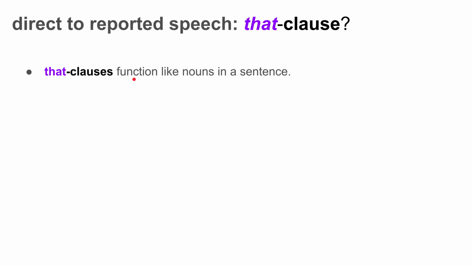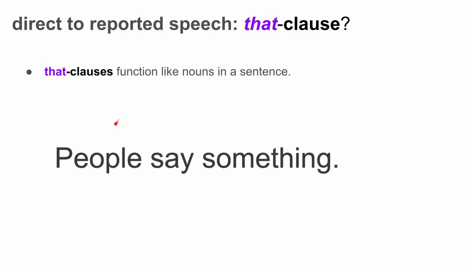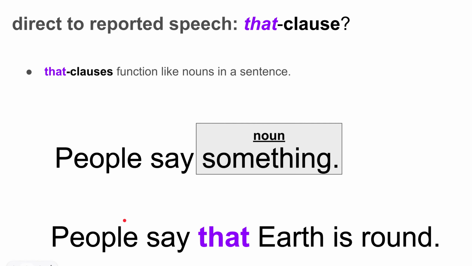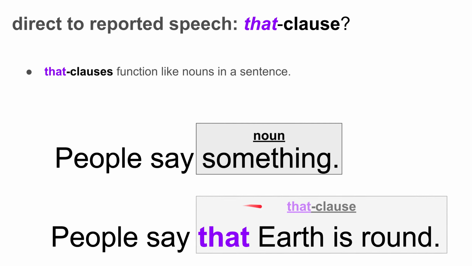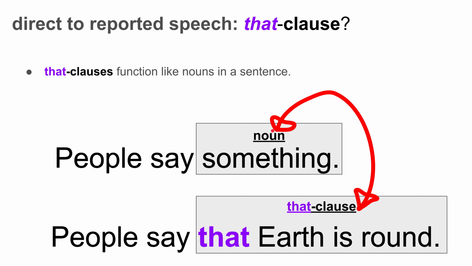Well, that clauses function like nouns in a sentence. For example, people say something. Something, that's a noun. People say what? People say something. What do people say? People say that earth is round. That earth is round is a that clause. Okay? You can see that if I exchange something for that clause, that earth is round, you can see how a that clause functions like a noun in a sentence.